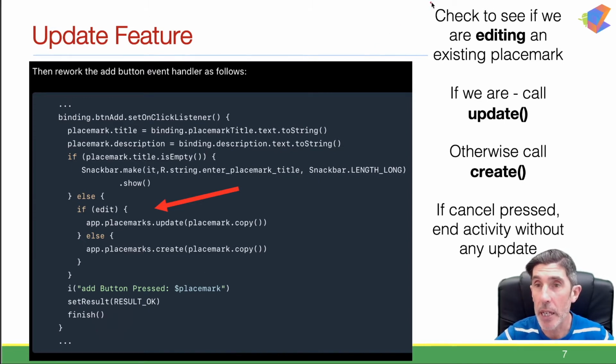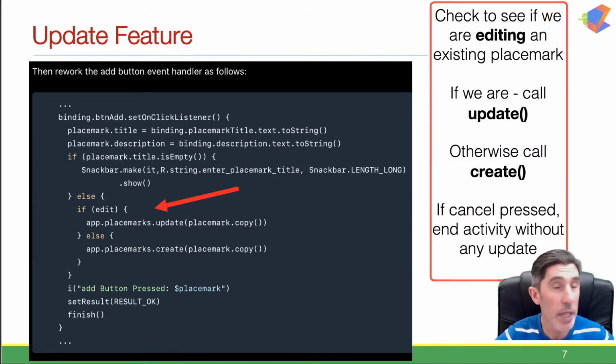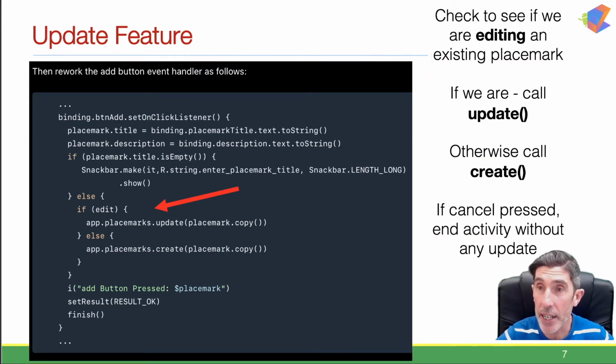So just to be complete about it, here's what we're doing. We're checking to see if we are in our editing mode, if we're editing an existing placemark. If we are, we're calling update. Otherwise, we're in the add mode, and we call the create function.